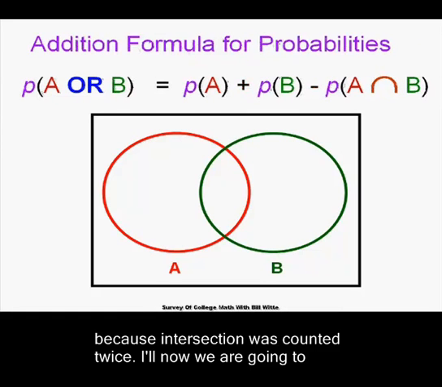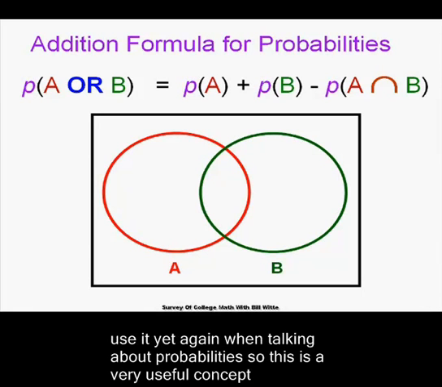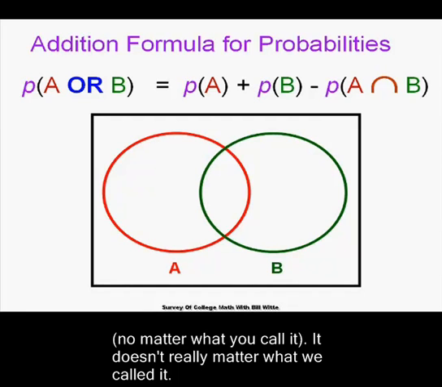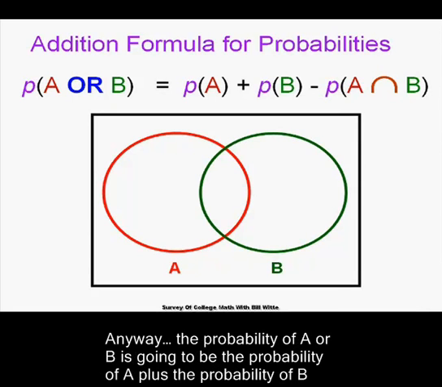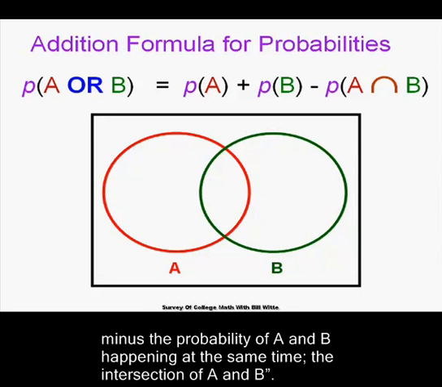Well, now we're going to use it yet again in talking about probability. So this is a very useful concept. No matter what you call it, it doesn't really matter. Maybe you want to call it Witty's Law. But anyway, the probability of A or B is going to be the probability of A plus the probability of B minus the probability of A and B happening at the same time, or the intersection of A and B.